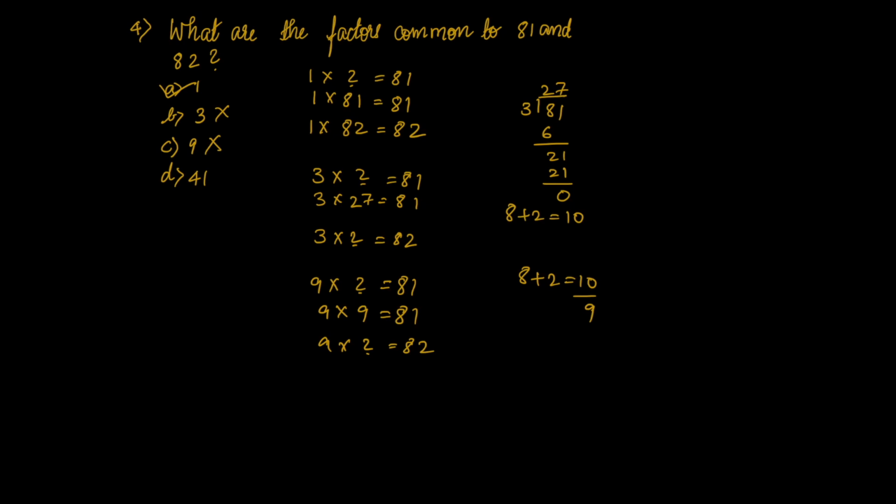What about 41? Can 41 be multiplied by any number to get you to 81? Well, you can multiply 1 by 41 to get you 41, and you have a remainder of 40. So no, there is no whole number that you can multiply by 41 to get you 81. So 41 too is not a common factor of 81 and 82.